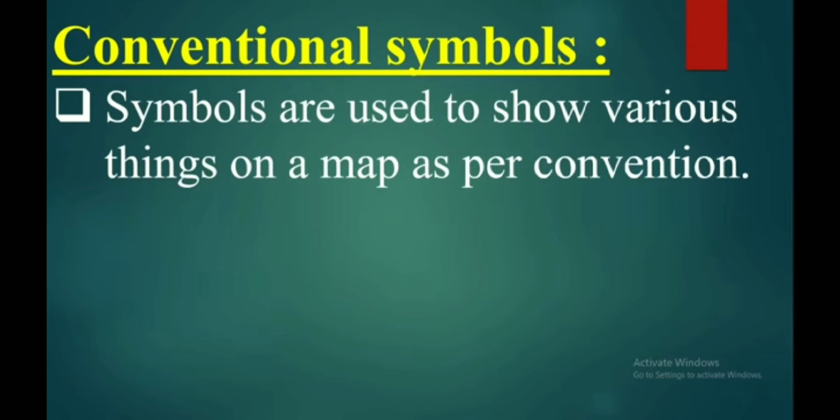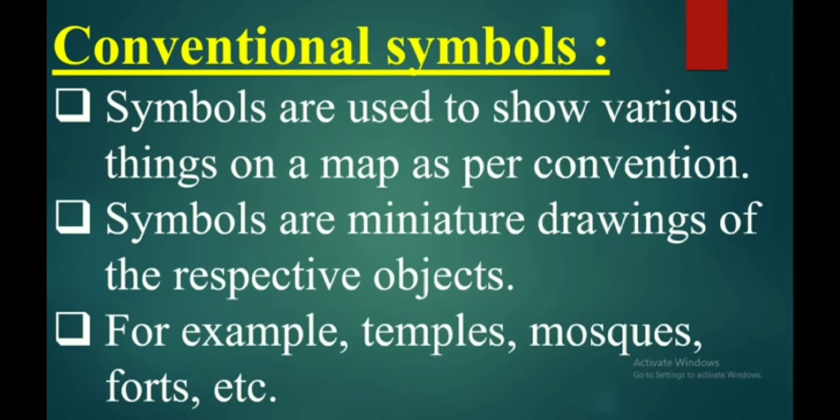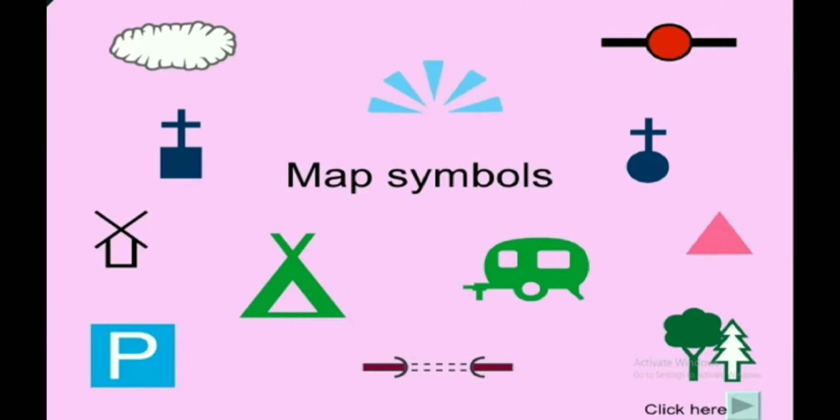So what is meant by a conventional symbol, and which are those? Symbols are used to show various things on a map as per convention. The definition is the same. Symbols are a miniature drawing of the respective object. For example, temples, mosques, forts. A symbol is a little diagram, a little drawing of a particular object. For example, temple, mosque, forts, railway, houses, such kinds of things. So you can see the map symbols here.